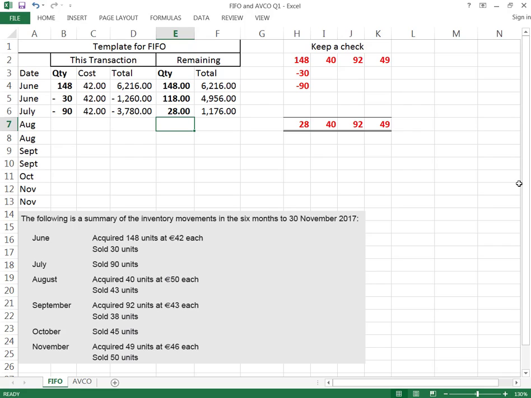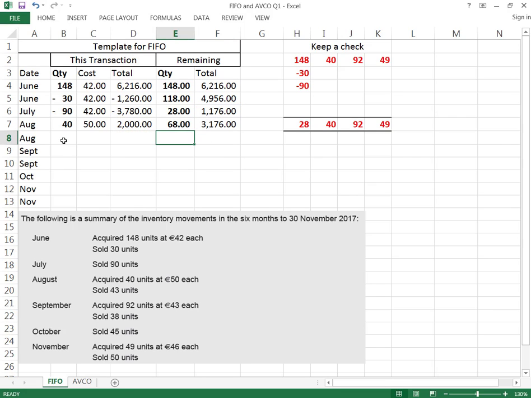Our next event is a purchase. This purchase is going to be 40. We are buying them at 50 each, so the cost of that purchase is 40 multiplied by 50, which is 2000. Now we have the 40 here and 28 here, so we've 68 left. And the 68 left have cost us 1176 plus 2000.